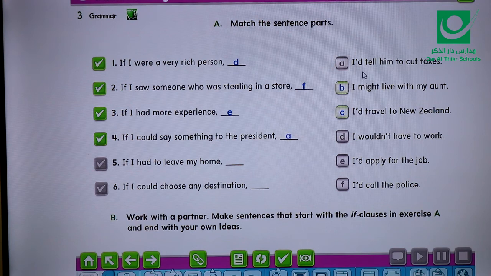Of course, I can say I would. I can say I could. No problem at all. What about number 5? If I had to leave my home, yes, I might live with my aunt. And the last one, if I could choose any destination, yes, the answer is C. I would travel to New Zealand.